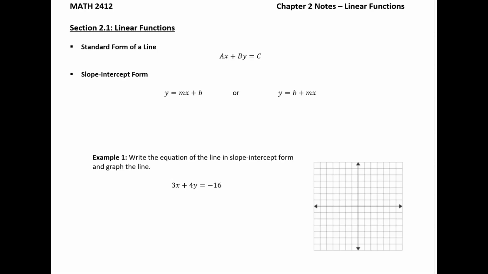So in 2.1, we're going to be looking at linear functions. And first of all, let's address what is the standard form of a line. Standard form of a line is ax plus by equal to c. And when we do this, we say that there are no fractions and a has to be greater than 0.